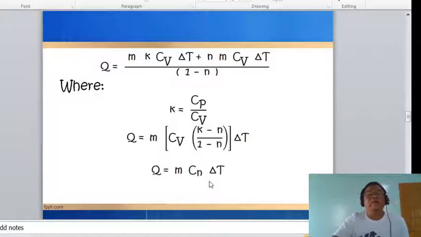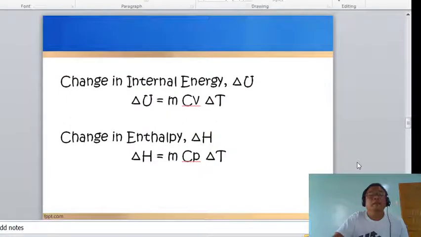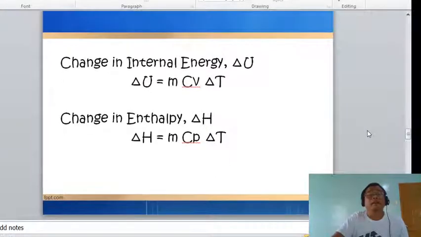But Cn can also be computed using this formula: Cv multiplied by k minus n over 1 minus n. Another is the change in internal energy. Again, this is always equal to mCv delta T, the same as for the change in enthalpy, that is mCp delta T.